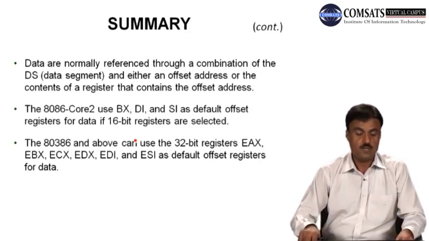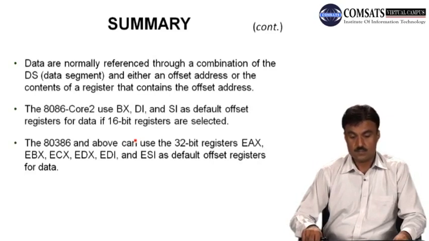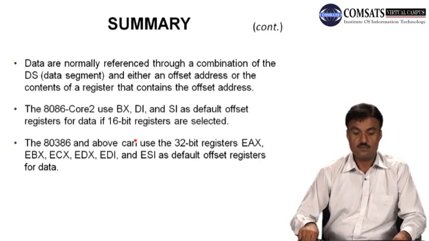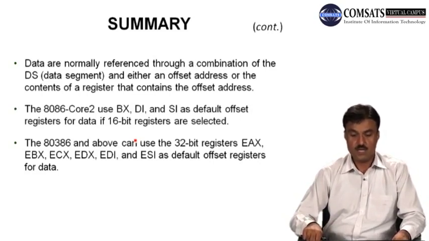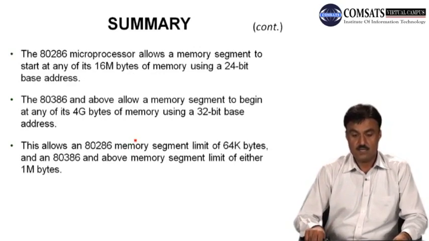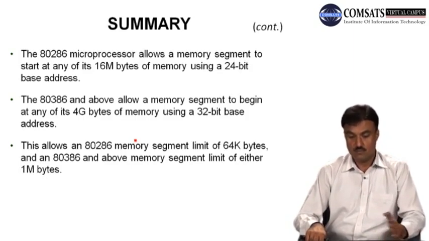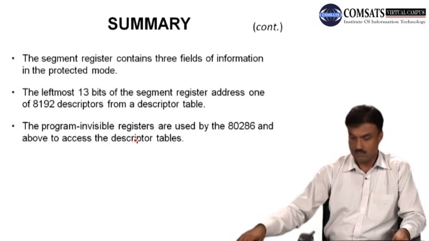So we combine them, and we form the memory location from where we can access data inside the data segment. The 8086 to Core 2 use BX, DI and SI as default offset registers for data. If 16-bit registers are selected, in 386 and above we can use the 32-bit registers EAX, EBX, ECX, EDX, EDI, and ESI as default offset registers for data. The 80286 microprocessor allows a memory segment to start at any location of its 16 megabytes of memory using a 24-bit base address. The 386 and above allow a memory segment to begin at any location of its 4 gigabytes of memory using a 32-bit base address. This allows the 286 a memory segment limit of 64 kilobytes, and for the 386 and above a memory segment limit of either 1 megabyte.